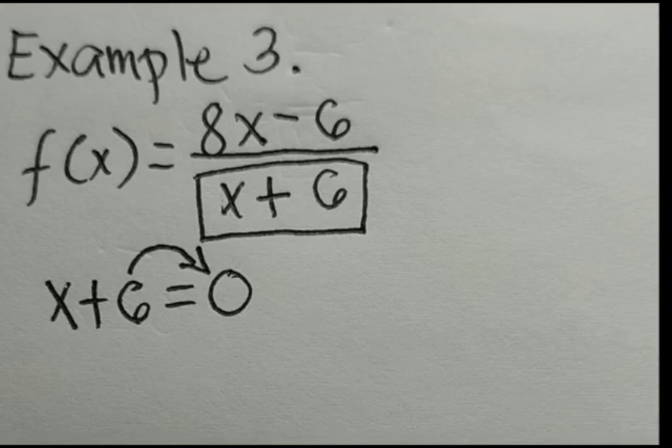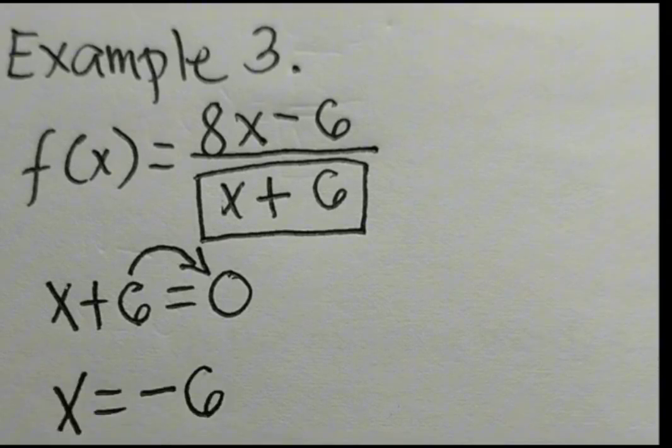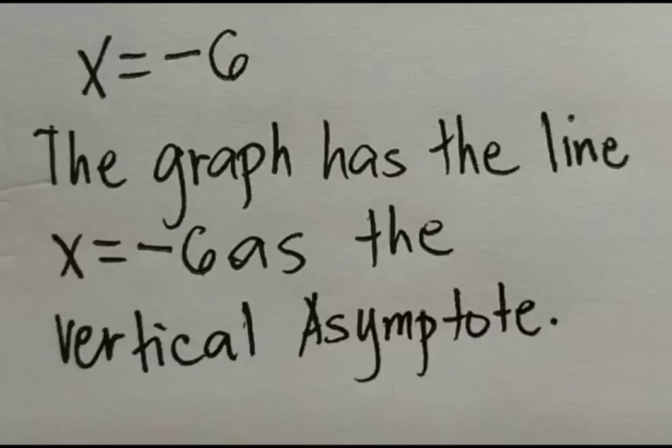So it will be x equals negative 6, because before you move the positive 6 to the right side, it is positive. So when you move it to the right side, it will be negative. That's why our answer for the vertical asymptote is x is equal to negative 6. Therefore, the graph has the line x is equal to negative 6 as the vertical asymptote.